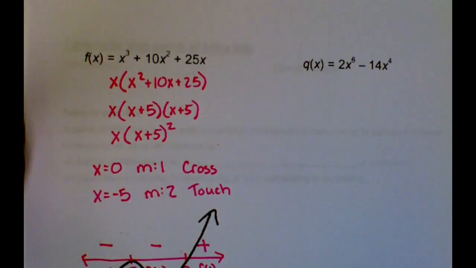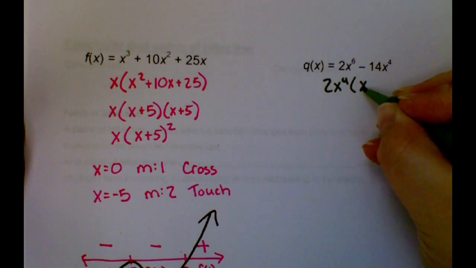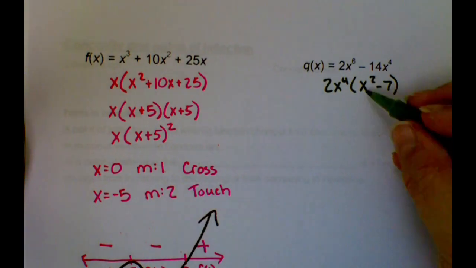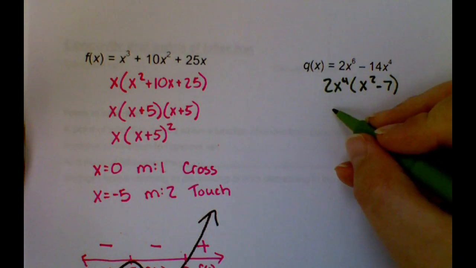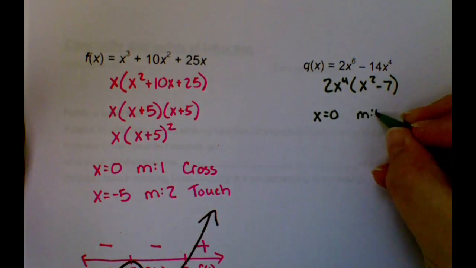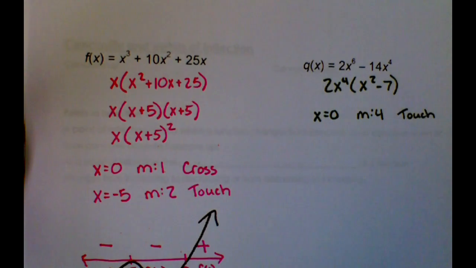And our last one like this. Again, we are going to take out our GCF first. I'm going to take out a 2x to the 4th power, leaving me x squared minus 7. Well, x squared minus 7 doesn't really factor, but we can solve it. So we get x equals 0 as our first 0, with a multiplicity of 4, which means that we touch the x-axis at x equals 0.